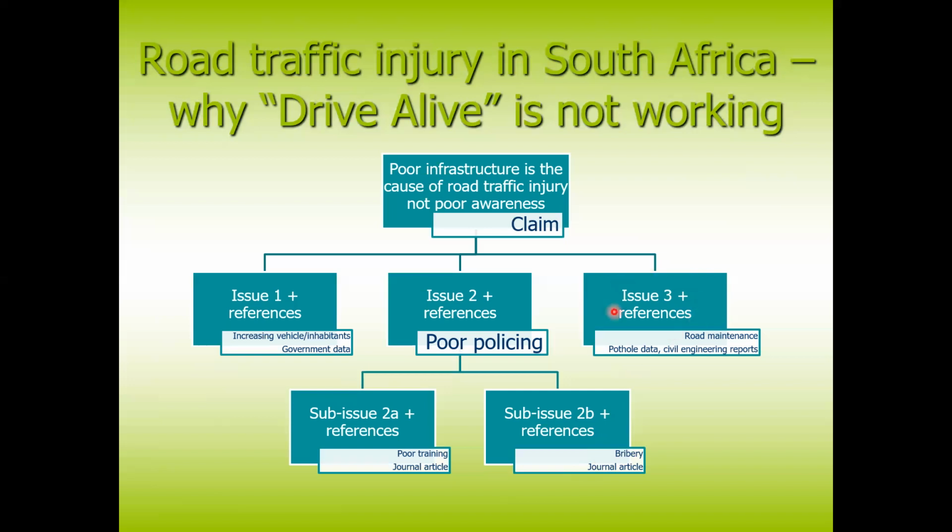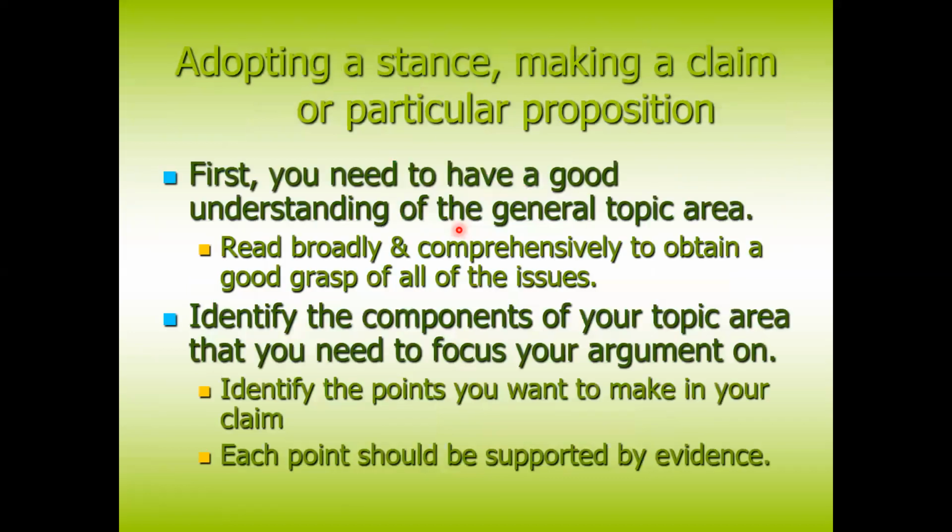And another issue, which I can put up, is road maintenance. Pothole data, plenty of it. Civil engineering reports indicating how the roads are crumbling. These are all my references to show that these 3 items of infrastructure add to road traffic injury. So do you understand that? How you've got different issues to support your argument.